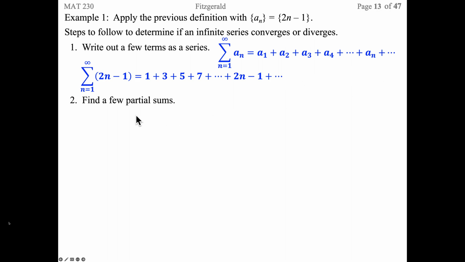So let's find a few partial sums. S sub 1 is 1. S sub 2 is 1 plus 3, which is 4.